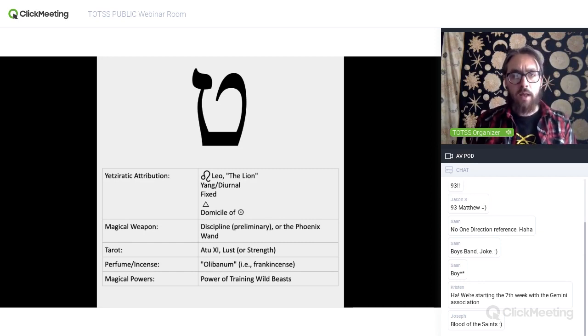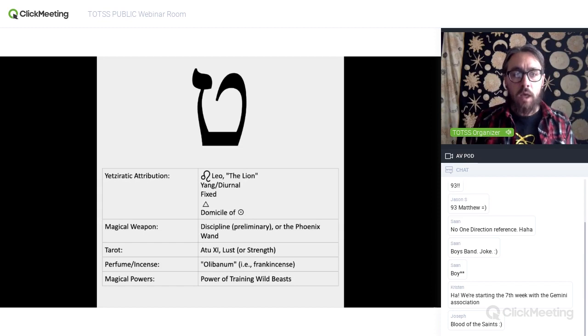All right, so for our magical weapons, the first one Crowley lists in 777 is Discipline Preliminary. I'm not entirely sure what he means there, and he doesn't explain it. I assume, as I talked about a little bit last week, the magical weapons associated with the zodiac signs are often qualities or items related to the preparation of the space for a magical working. So I assume the idea here is a discipline, something you would do in the days leading up to a big magical working, like fasting or maintaining sexual chastity, or meditation, or keeping yourself separated from worldly duties. Though it's not really clear to me why this would be associated with Leo, so I'm not sure about that one.